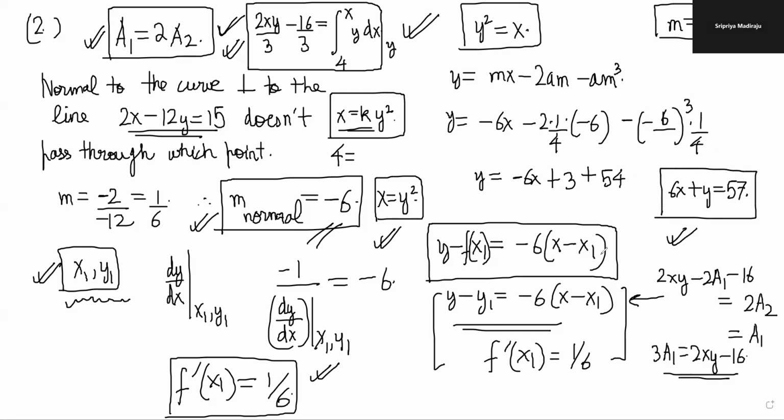This is the equation of the normal, and now you have to check which point does not pass through it. If you see 6 and 21, it passes through it. 8 and 9 passes through it. 10 and minus 4 doesn't pass through it.